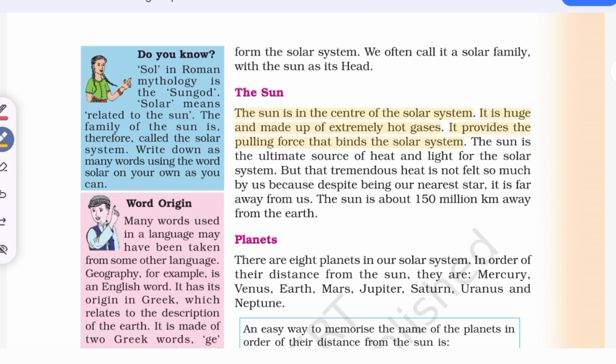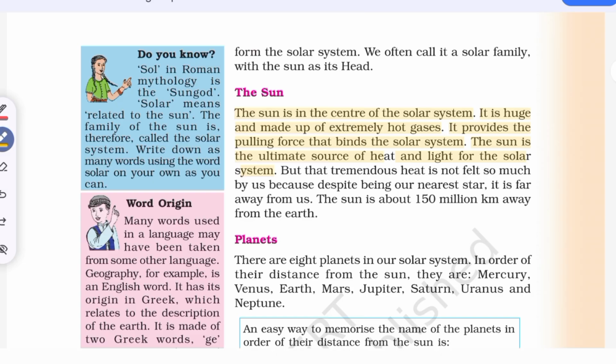The sun provides the force by which all the planets, all the stars, and all the celestial bodies hold together stable in the solar system. The sun itself is not stable; it is constantly moving in the galaxy also. The sun is the ultimate source of the heat and light for the solar system, a huge source of heat and light.